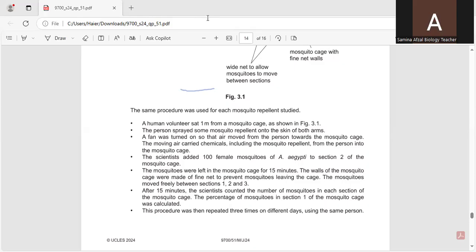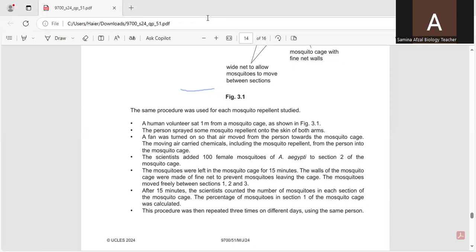The moving air carried chemicals, including the mosquito repellent, from the person onto the mosquito cage. The scientists added 100 female mosquitoes of A. aegypti to section 2 of the mosquito cage. The mosquitoes were left in the mosquito cage for 15 minutes. The walls of the mosquito cage were made of fine net to prevent mosquitoes leaving the cage.